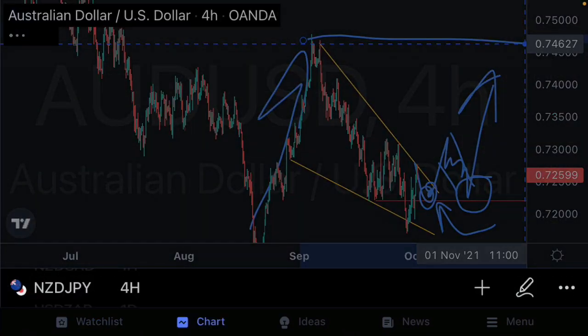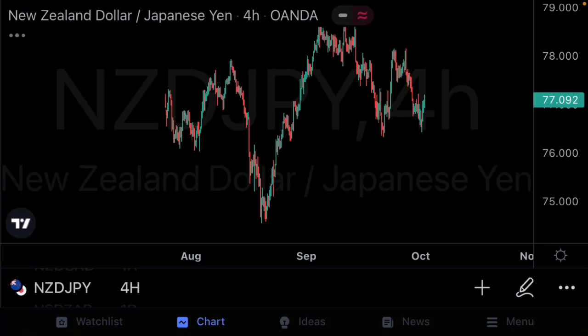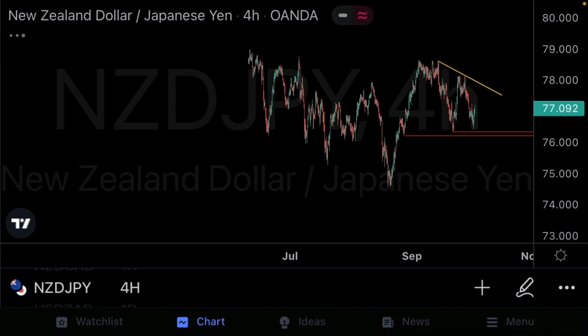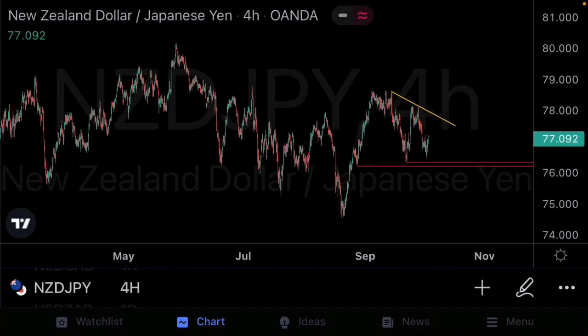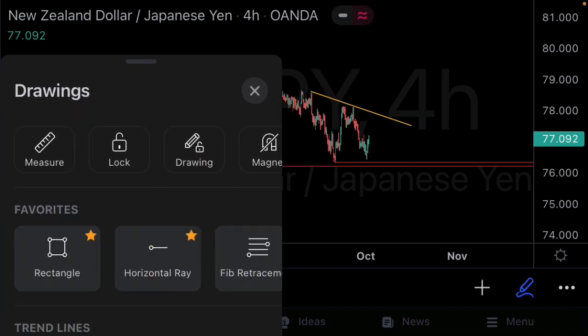Let's go on to New Zealand dollar JPY and see what it has for us over the course of next week. So looking at the structure here on New Zealand dollar JPY, guys, what we do see is beautiful bullish momentum over here. Let's zoom in a bit and get this drawing tool.